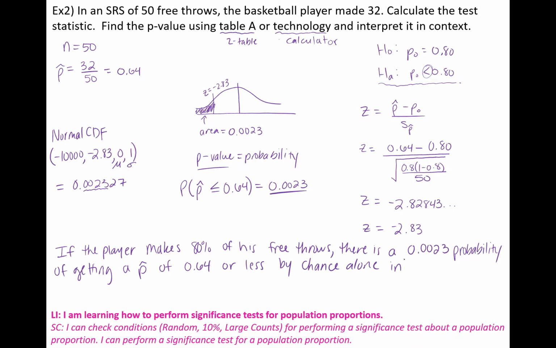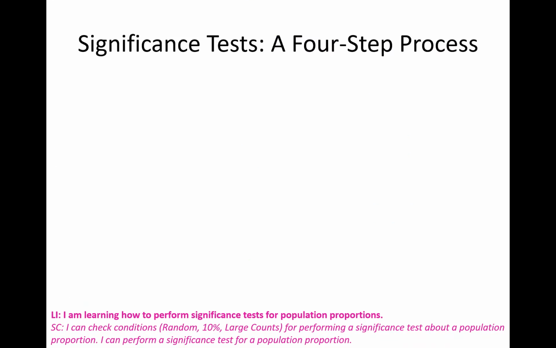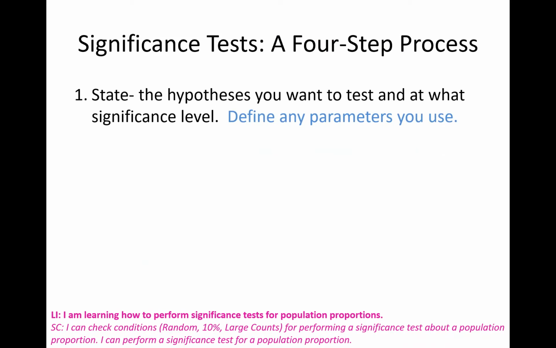And then in the context here, in a random sample of 50. There we go. Let's go forward. You can pause it, of course, if you need to. But let's go forward. All right, so the 4-step process for significance tests, it's the same state.